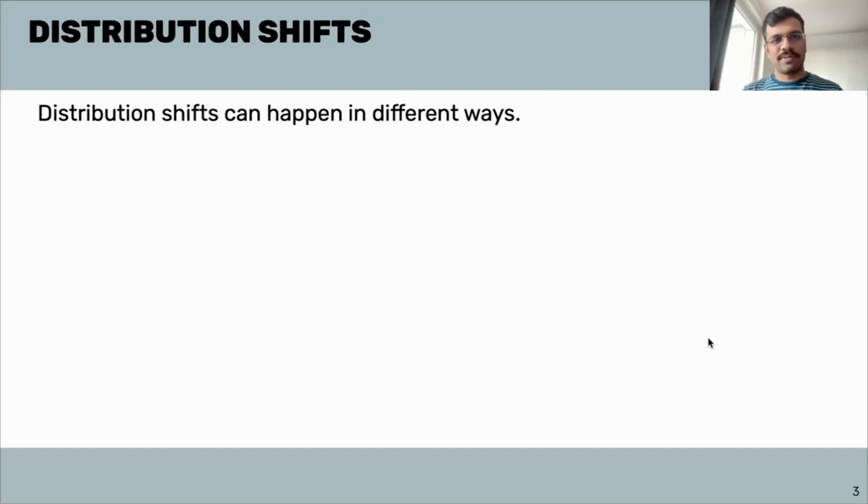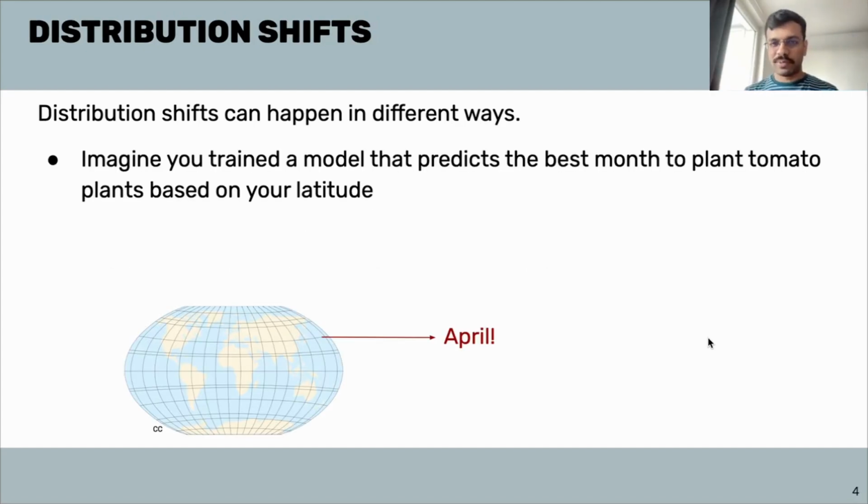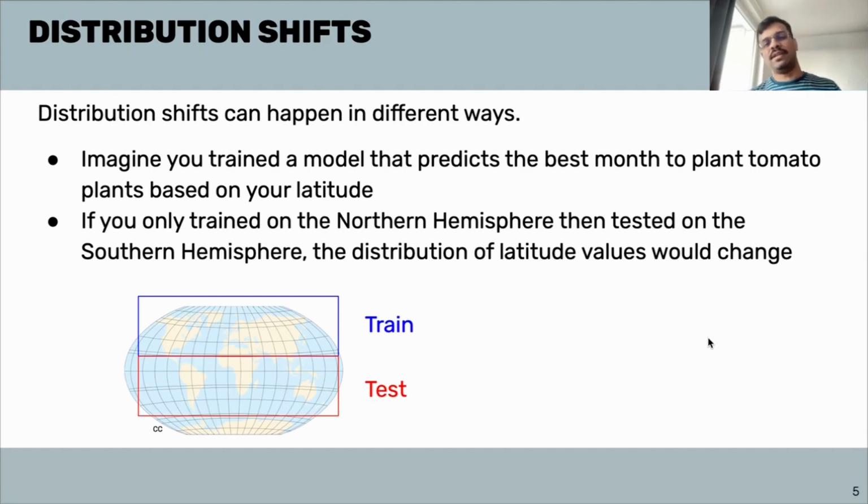So there are multiple types of distribution shifts. Let's start with an example. Let's say you're the United Nations and you want to build a summary of when is the best month in the year to plant tomatoes, and you want to do it based on the latitudes, right? So let's say you start by training your model only on the northern hemisphere. Northern hemisphere has latitudes going from 0 at the equator to 90 at the North Pole. It's the same for the Southern Hemisphere. It goes from 0 and then 90 at the South Pole. Let's say you train your system to output the best month given a particular latitude, and now you test that system on the Southern Hemisphere. You did not train on that. Most probably, your system will fail.